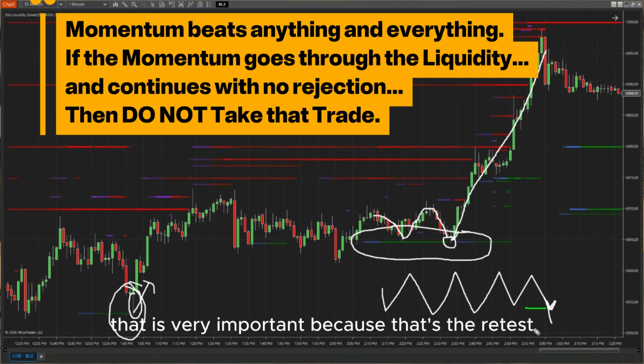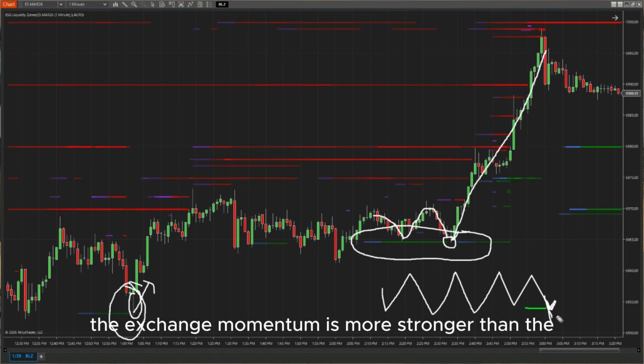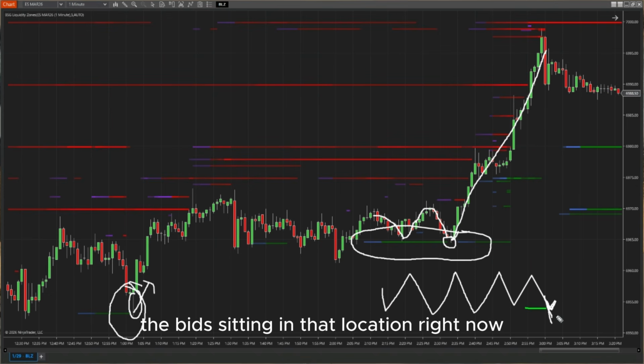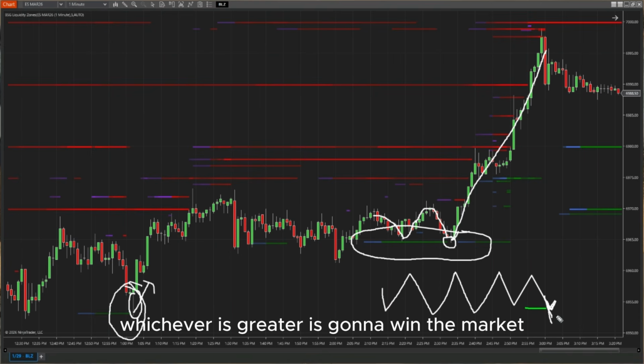That is very important, because the retest, the bounce, the rejection is the proof that the order flow, level 2 order flow, the bids are stronger than the momentum. Do you get what I'm saying? You need to see the proof. If you don't see the rejection, the price keeps going down. What it means is the market orders coming into the exchange, the momentum, is stronger than the bids sitting in that location right now. So whichever is greater is going to win the market, right? That's the key.